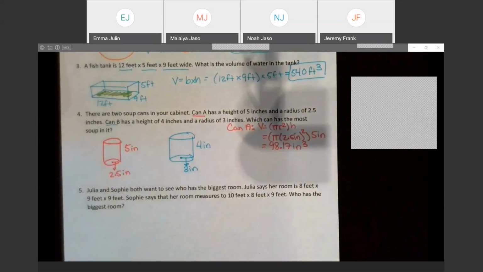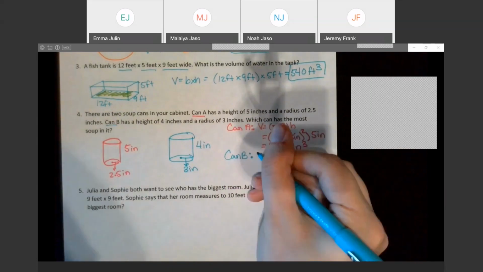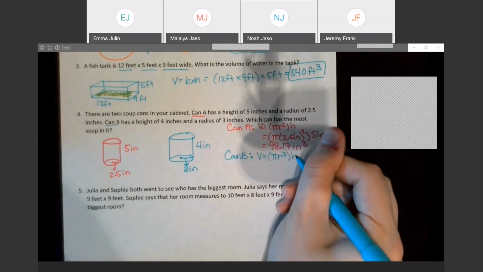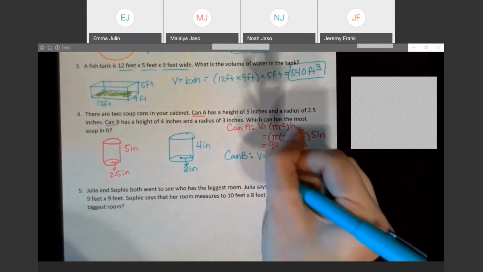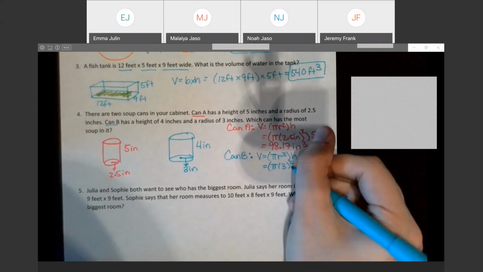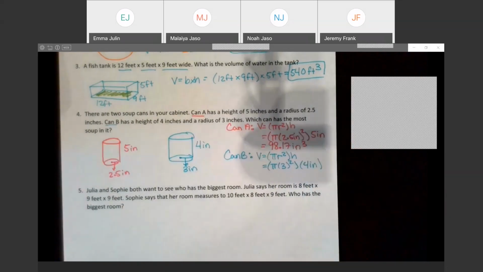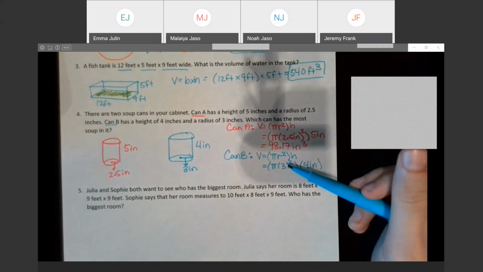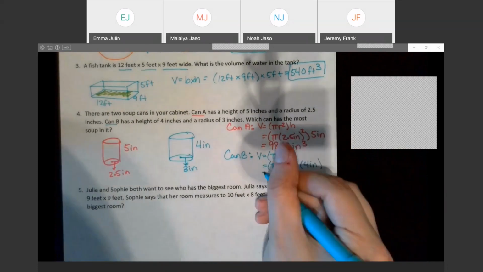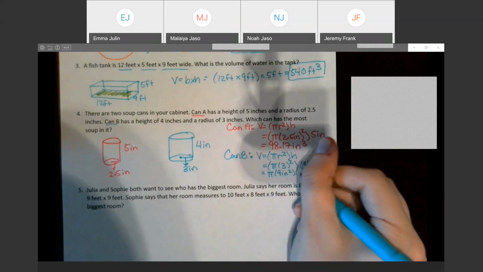Now, for the next one, for can B, we're going to use the same volume formula. V is equal to pi r squared times height. And we're going to plug in what we know. We know that our radius is 3 inches, and we know that my height is 4 inches. Now let's take this in stages. 3 squared gets me 9, because it's just 3 times 3, which means that I have pi times 9 inches squared times 4 inches.